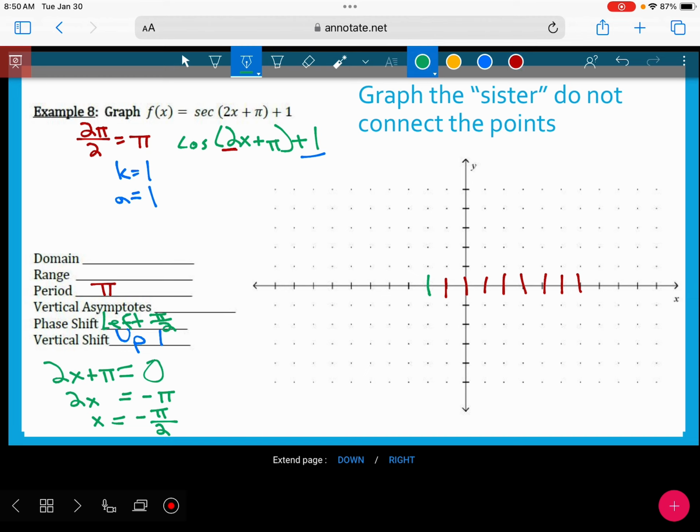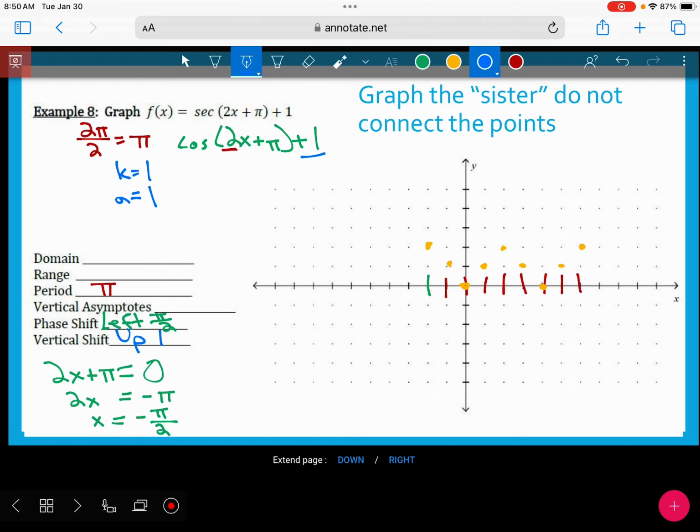From there, remember it's cosine. So cosine starts at the top. It starts at k plus a. Our k and a were both 1. So we're going to start at 2. And then go down to 1. And then 0. And back up to 1. 2. 1. 0. 1. 2.